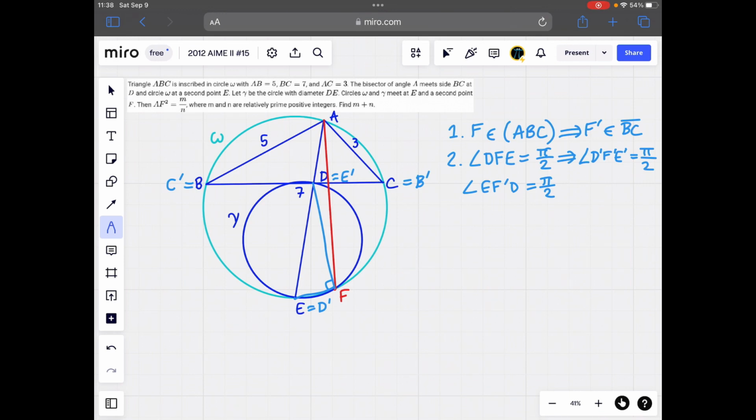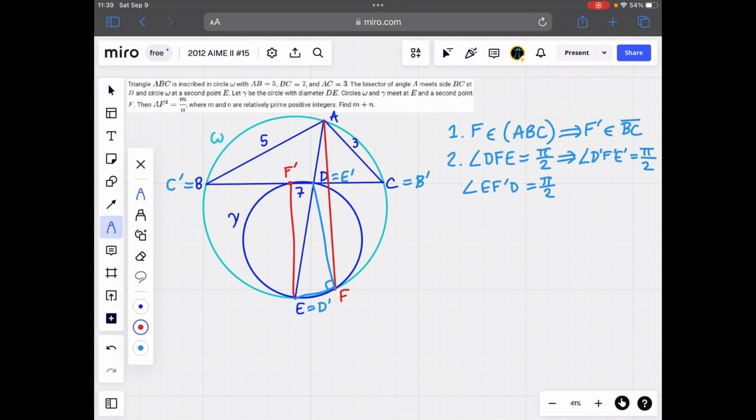So line segment E F prime is perpendicular to BC, because F prime and D lie on line BC. So F prime is just the foot of the perpendicular from E to line BC. Let's draw that. We have F prime here. And since E is the point where the angle bisector of angle A meets the circumcircle of ABC, it's just the midpoint of arc BC. And so that's enough to force F prime to be the midpoint of BC.